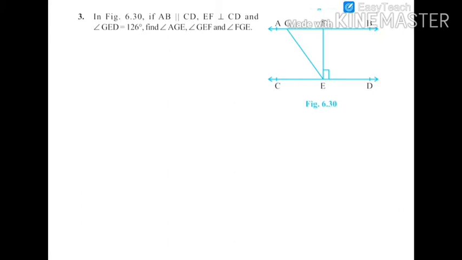Question number 3. In the figure, if AB is parallel to CD and EF is perpendicular to CD and angle GED is 126, find angle AGE, that is this angle, angle GEF and angle FGE.